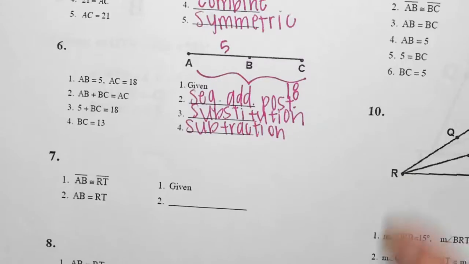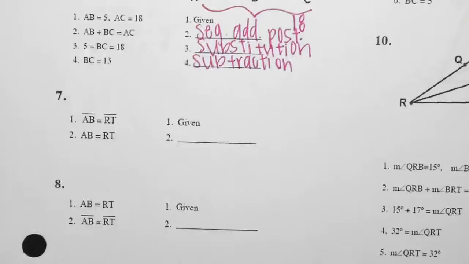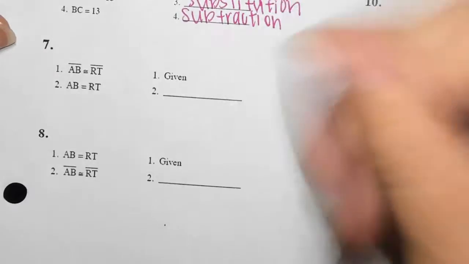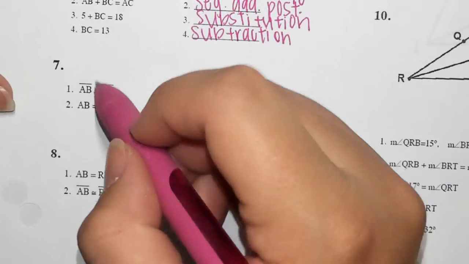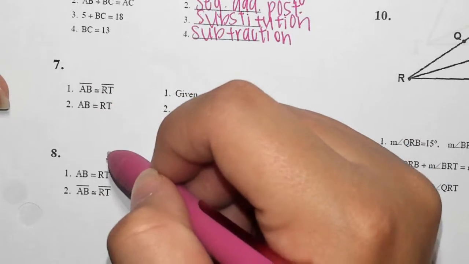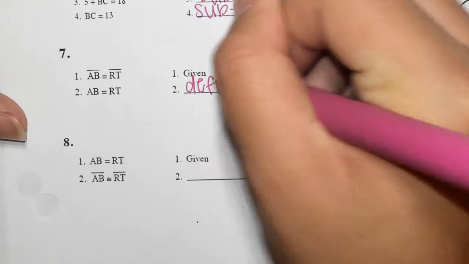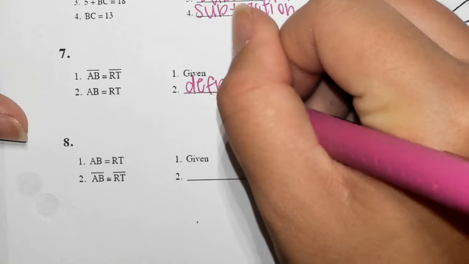All right. 7 and 8. We really covered this yesterday. Remember, if they are congruent, we have to go through the step to set them equal. What's the code? Definition of congruency. Good. Definition of congruency.